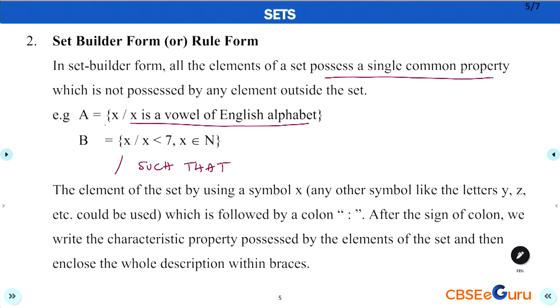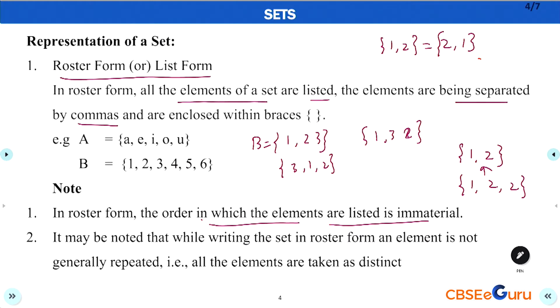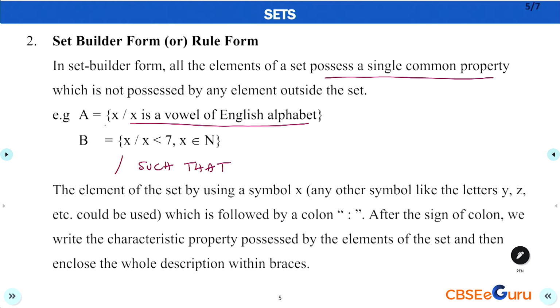So in roster form you have to list all the elements, whereas in set builder form you write the condition, the common property. What is that property? The property is vowels of the English alphabet. And the second one: set of all x such that x is less than 7, and x belongs to N, all natural numbers less than 7. What are the natural numbers less than 7? They are 1, 2, 3, 4, 5, 6. This is roster form or list form. But if you write it this way, it is called set builder form.